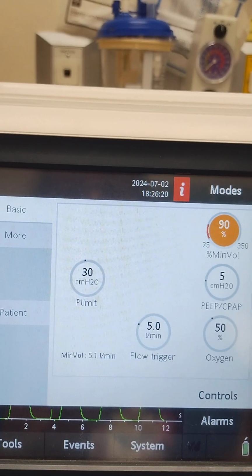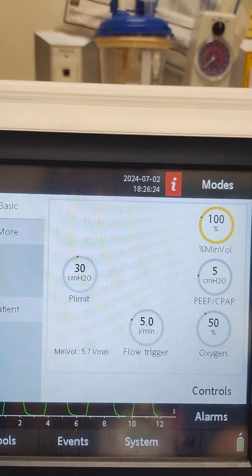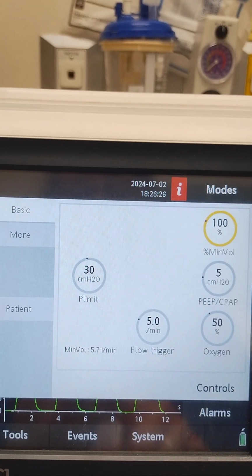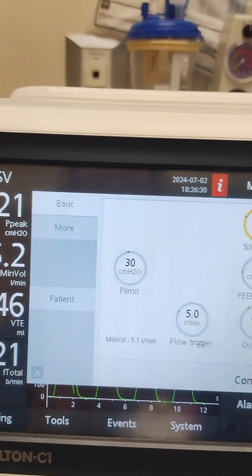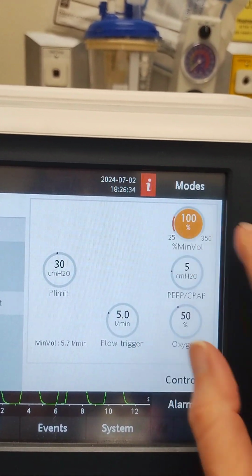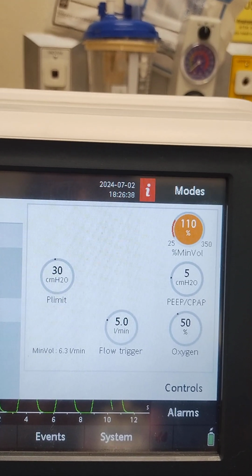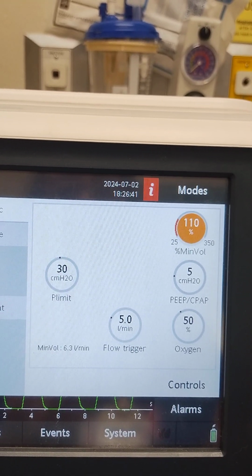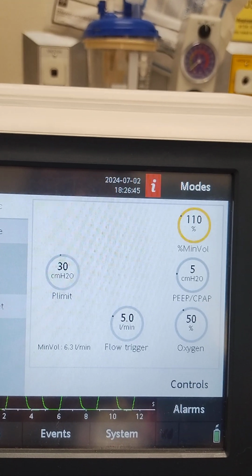Another factor to consider is whether or not the patient is having any distress. So let's say that you start them out at that 100%, 5.7 liters per minute. They're intubated, but they look like they're not getting enough air. In that case, we can give them a higher minute ventilation percent. So go up on that again, 10 to 20%, and see how their work of breathing looks after that.